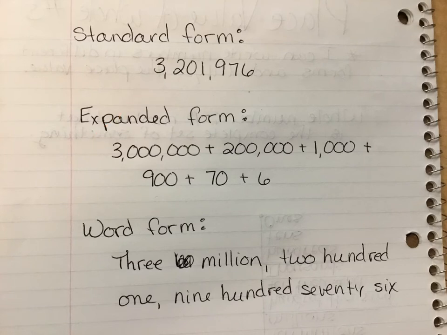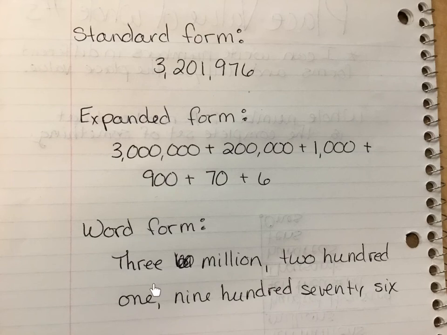We also have expanded form here. Expanded form means that we took the number and we stretched out each of the place values. And we put, okay, well the 3 is not just a 3, it's 3 million. The 2 is not just a 2, it's 200,000. The 1 is not just a 1, it's 1,000. And we add them all together, 900 and 70 and 6. And when we add all of these together, we get this in standard form. But this is just stretching them out to show the value of each number.